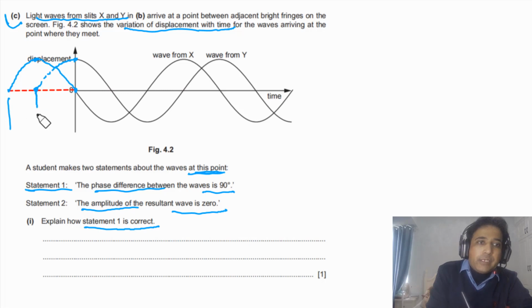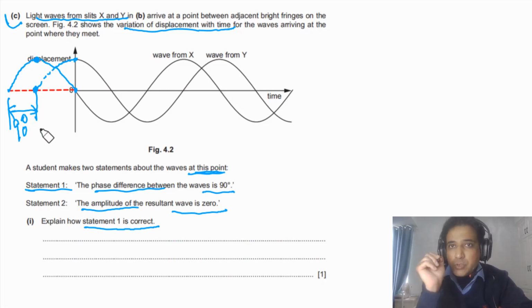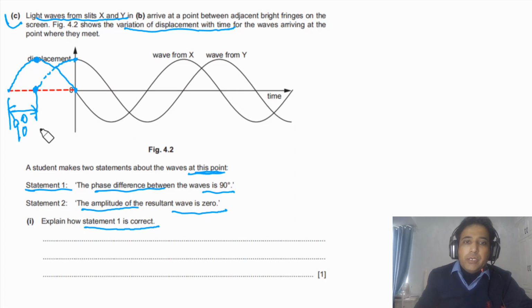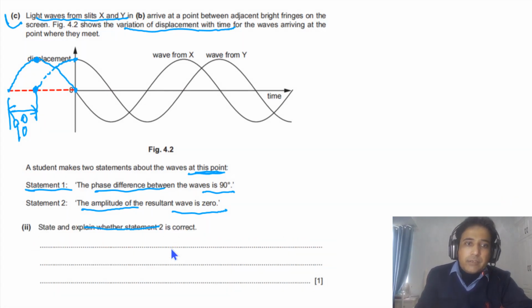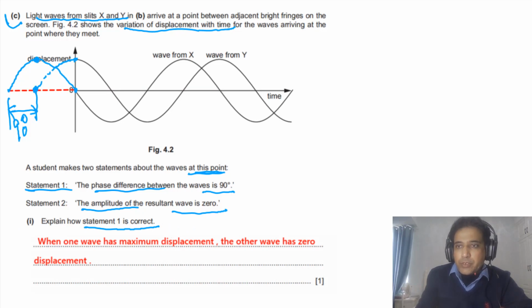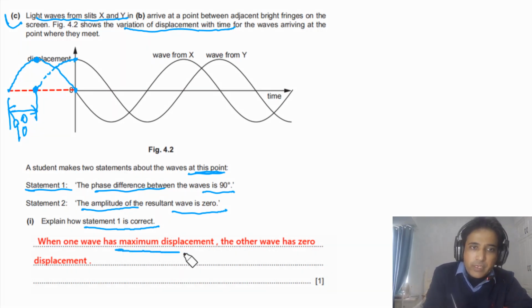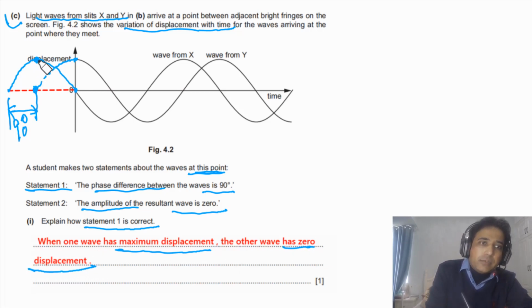So what is the phase difference between these two? The phase difference between these two is 90 degrees. When this has 0 displacement, this has already reached the maximum displacement. So this is one point you need to write down. Let me show you the answer. In your answer, you can write down this point. Simply you can say one wave has maximum displacement, other wave has 0 displacement, means at this point.